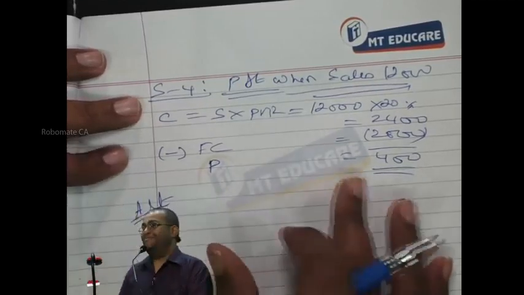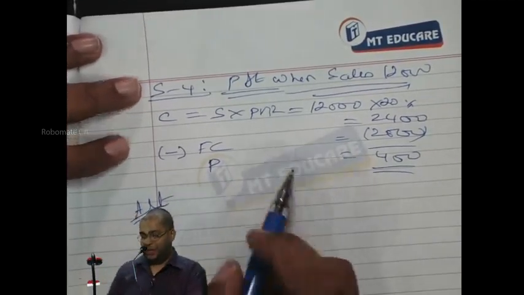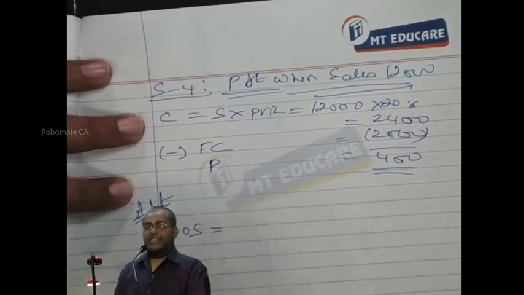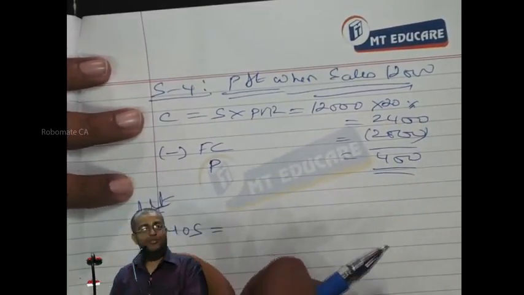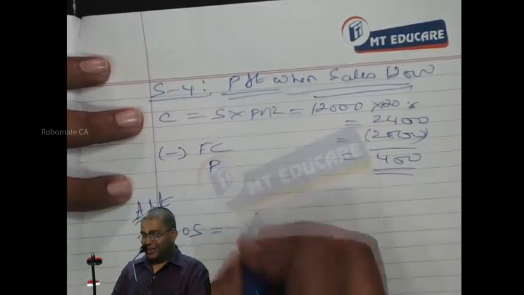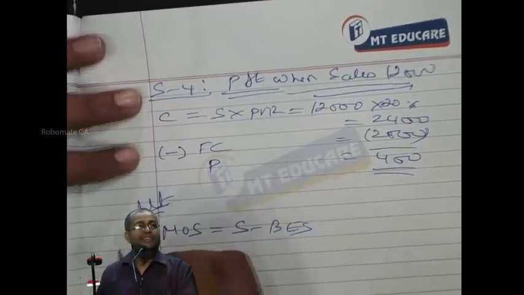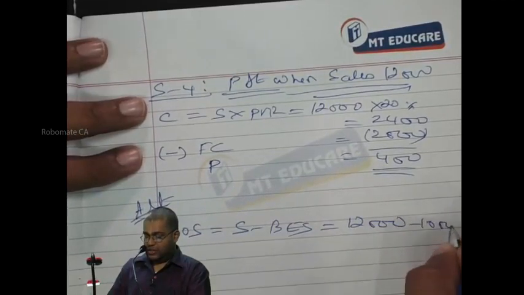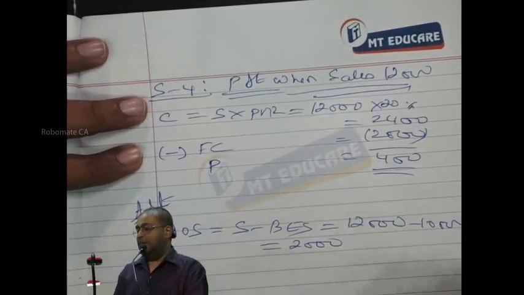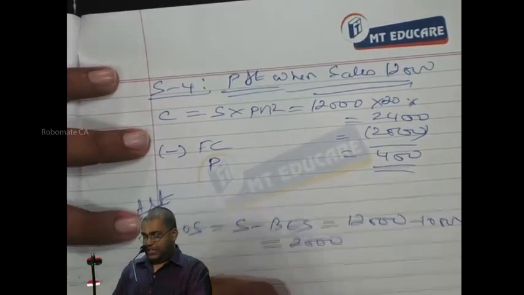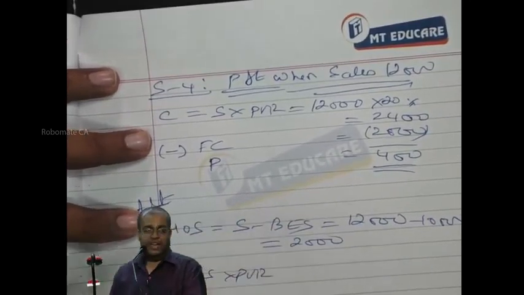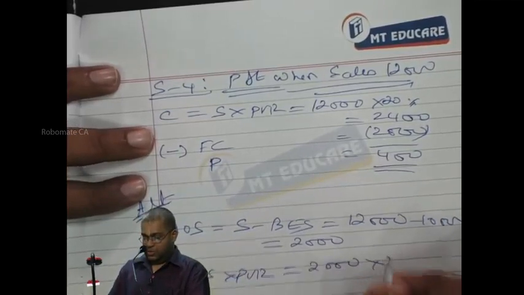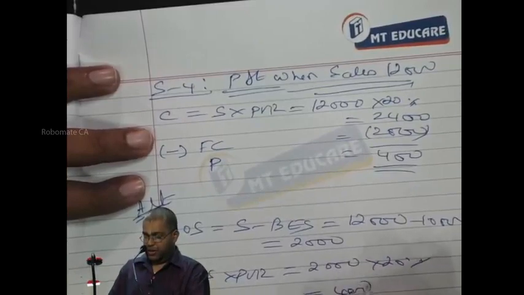Alternatively, when they say profit, who is the husband of profit? Margin of safety. Write down: margin of safety is equal to sales minus break-even sales, which is 12,000 minus 10,000, which is 2,000. MOS is equal to 2,000. Now, profit is equal to margin of safety into PV ratio, which is 2,000 into 20%. What is the profit? 400. Profit is 400.